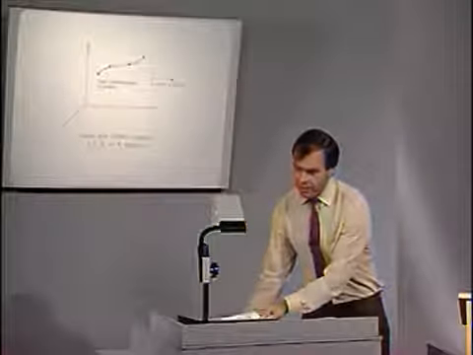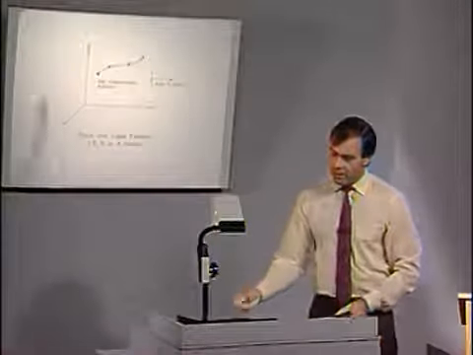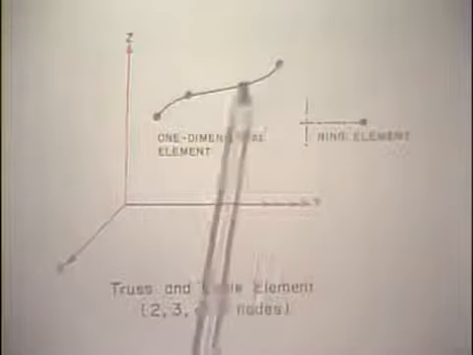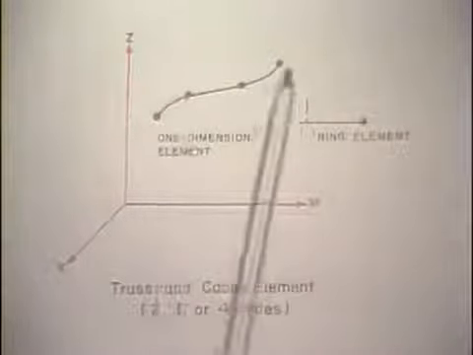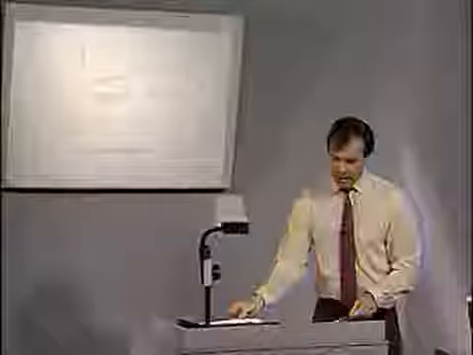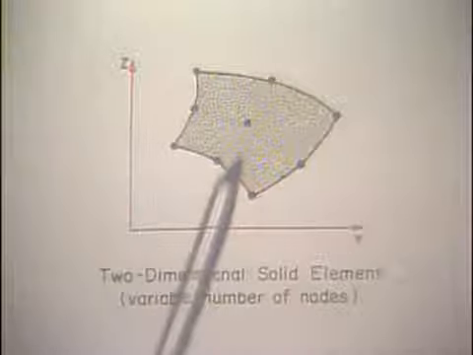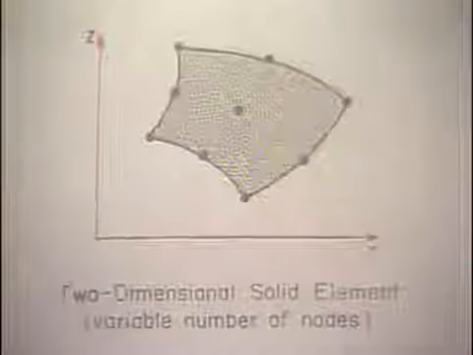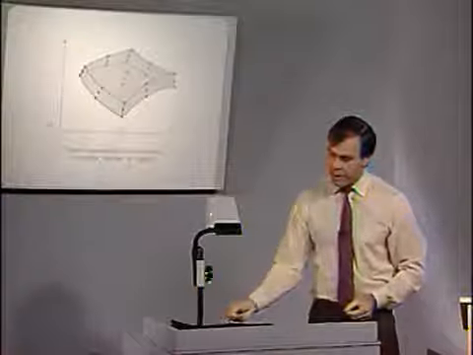The elements available in the program are a variable-number-of-nodes truss element, an element that can have 2 nodes, 3 nodes, or 4 nodes. It can also be used as a ring element. A 2-dimensional solid element is used for plane stress, axisymmetric, and plane strain analysis. This also can have a variable number of nodes from 4 nodes to 9 nodes. Similarly, a variable-number-of-nodes element for 3-dimensional analysis.